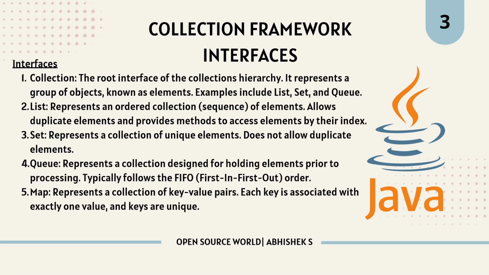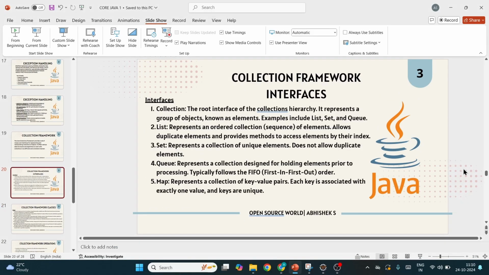So these are the interfaces present. Coming to the collection, it is the root interface of the collection hierarchy. It represents a group of objects, known as elements, which includes lists, sets, queues, and even maps. Let me show that particular image.